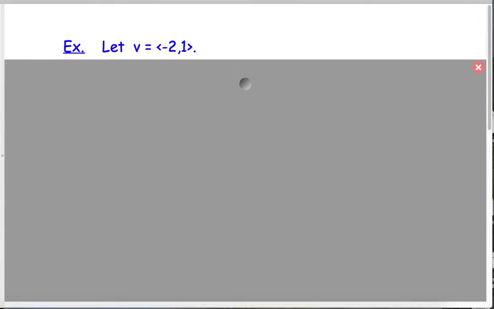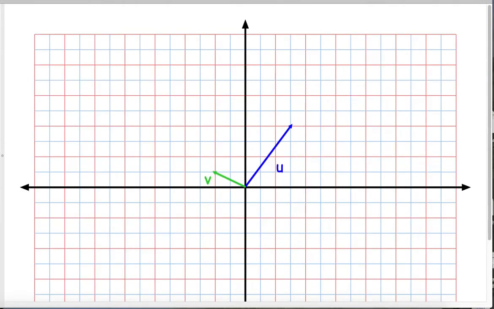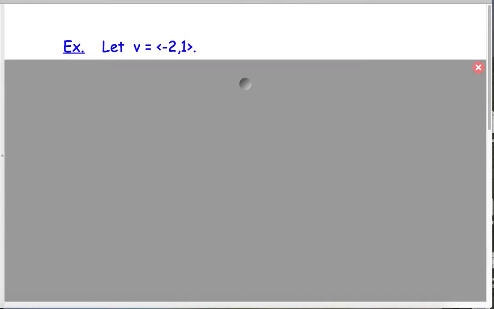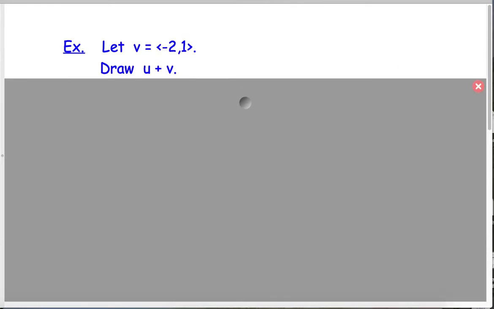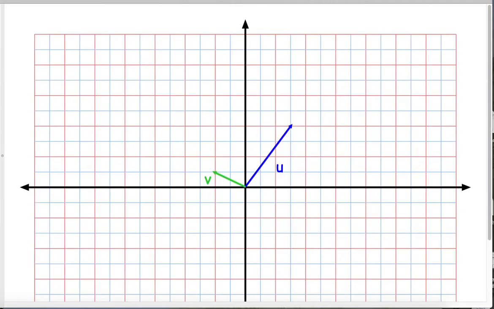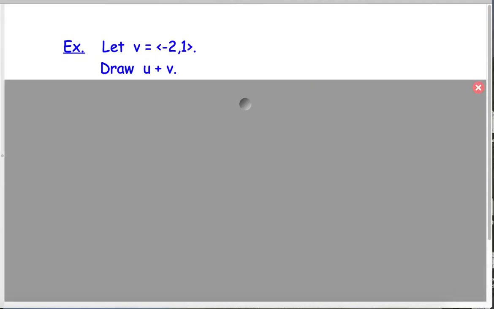Let's take another vector v, and let's have that vector be negative 2, 1. So picture that. I've got it right there. There's v in green. Negative 2, 1. And then let's take vector u from before. So I drew the same vector u from before, which was 3, 4. And let's draw u plus v. What does it mean to add two vectors?